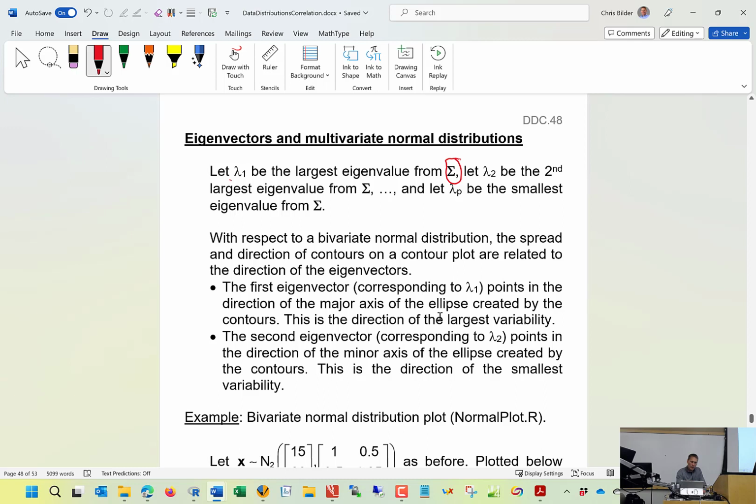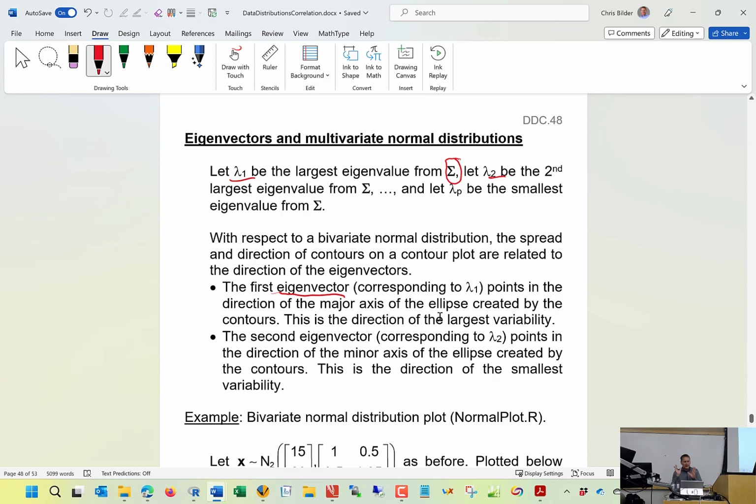We're going to let lambda 1 be the largest eigenvalue from sigma, lambda 2 the second largest eigenvalue from sigma, and so on. With each of these eigenvalues, we can find eigenvectors. The first eigenvector would correspond to lambda 1, the second eigenvector would correspond to lambda 2, and so on. Now, remember, we can actually plot those eigenvectors.